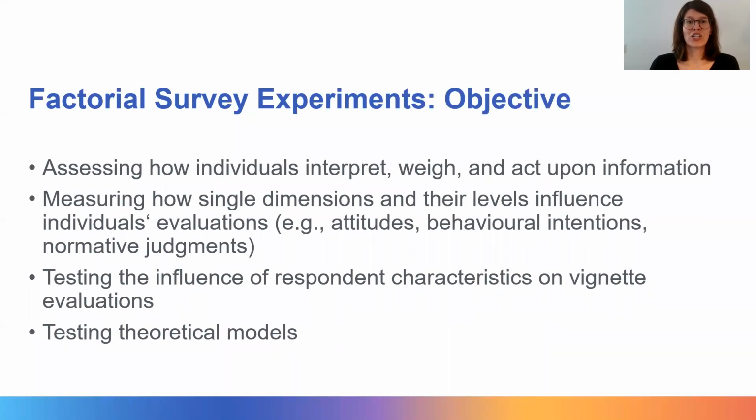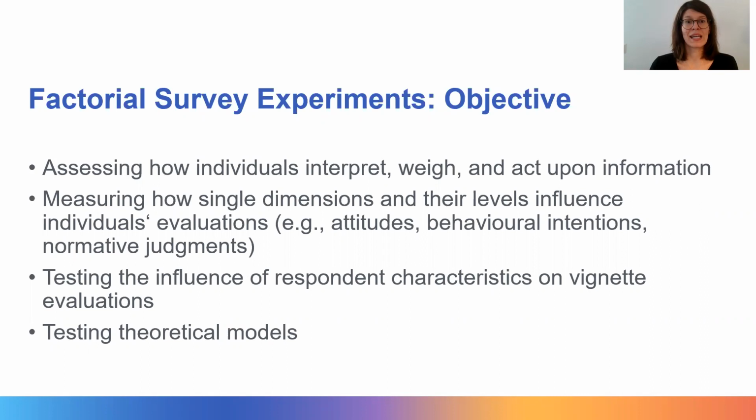The main goal of factorial surveys is to assess how individuals interpret, weigh, and act upon information when making judgments. Returning to the example of job candidates, a researcher might be interested in the trade-offs employers make between applicant characteristics when hiring new employees, and which applicant characteristics are most important. Factorial surveys allow measuring the influence of single dimensions on individuals' evaluations of vignettes.